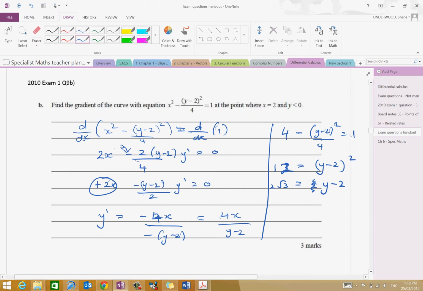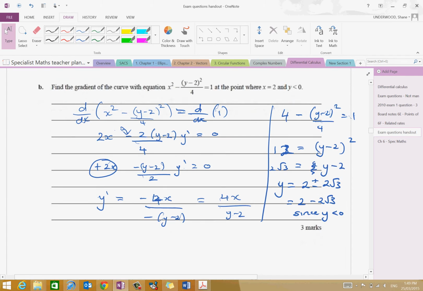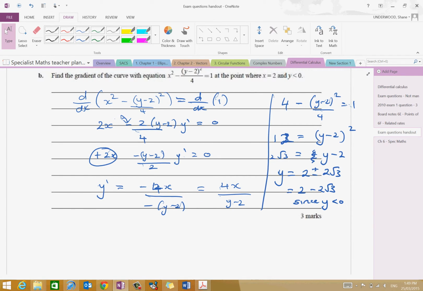2 root 3 is equal to plus or minus (y minus 2). It is plus or minus, isn't it? We don't know that. So therefore y is equal to 2 plus or minus 2 root 3, and is it the positive or the negative? It's the negative, since y is less than 0. Look, we could argue about how to do it so many ways, but as long as we get full marks, you can do it your way if you like.